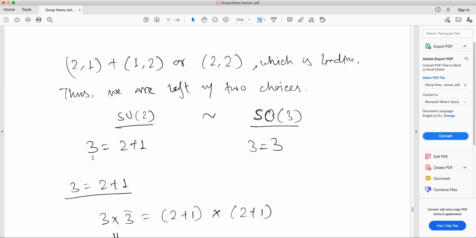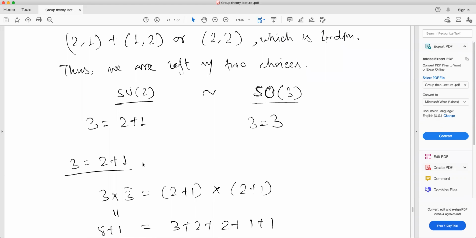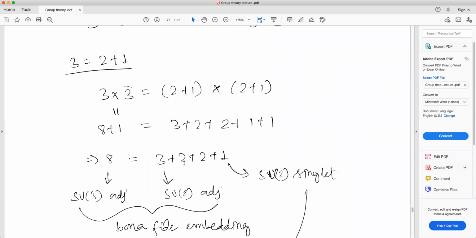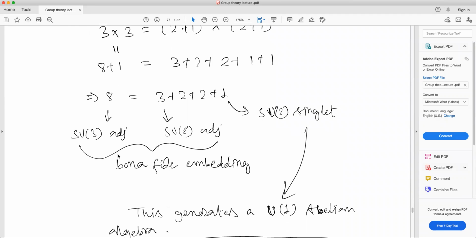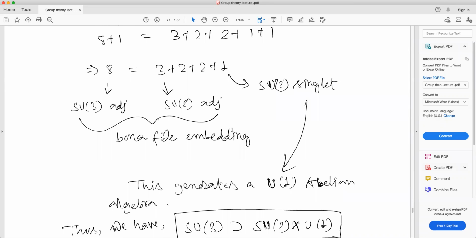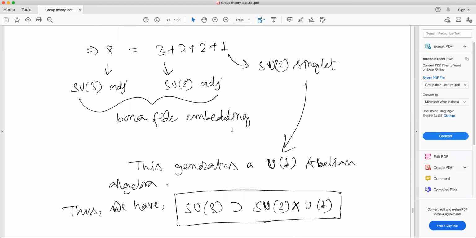For SU(2), we can write the 3 as 2 plus 1, or for SU(3), we can write 3 equal to 3. Now, if you focus on the SU(2) sector, then 3 cross 3-bar is (2 plus 1) cross (2 plus 1). From there, if we remove the singlet, we get the adjoint of SU(3), which is 8, equal to 3 plus 2 plus 2 plus 1. If this is correctly embedded, then it must contain an SU(2) adjoint. So this is the SU(2) adjoint, and SU(2) must be embedded in SU(3). But on top of that, there is an SU(2) singlet. This signifies that there will be some U(1) abelian algebra, and that's why the correct embedding is SU(3) contains SU(2) cross U(1).